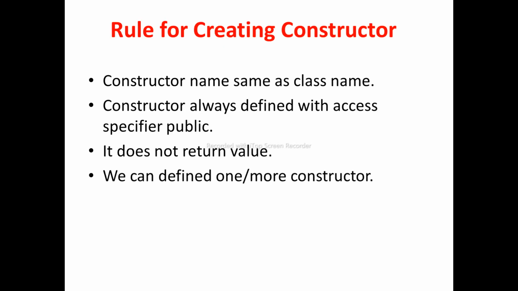Next, there are some rules for creating a constructor. First, the constructor name is the same as the class name. A constructor is always defined with the access specifier public, meaning when we create a constructor, its access specifier is always public. The next rule is that a constructor does not return any value, and we can define one or more constructors in a class.